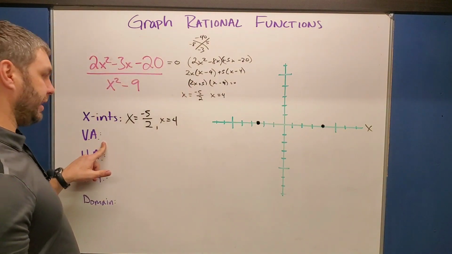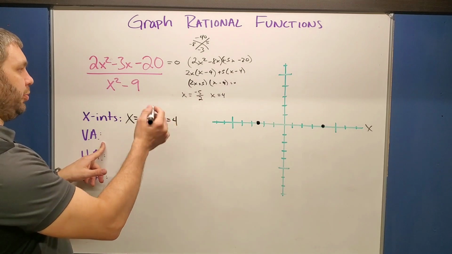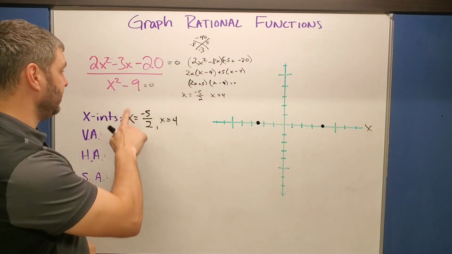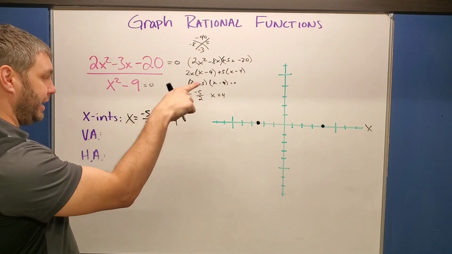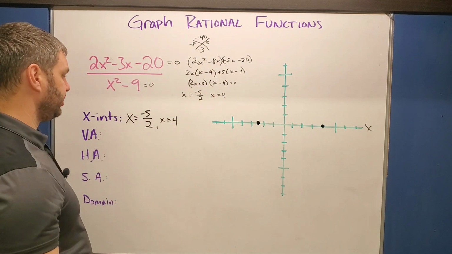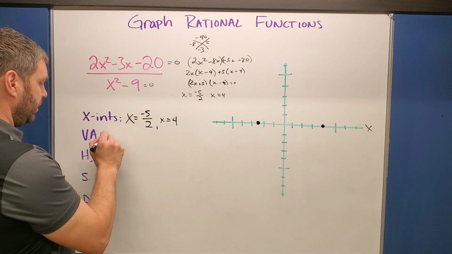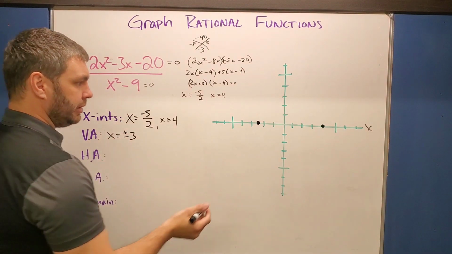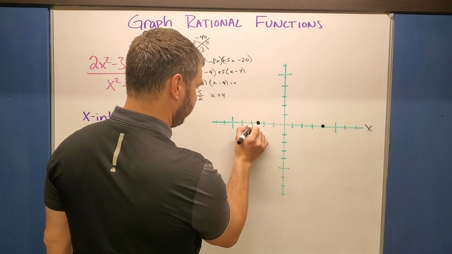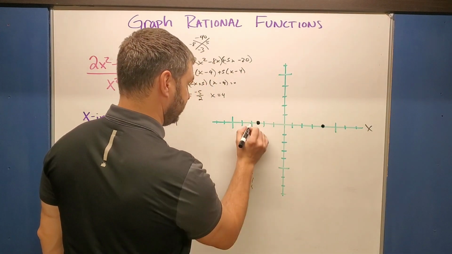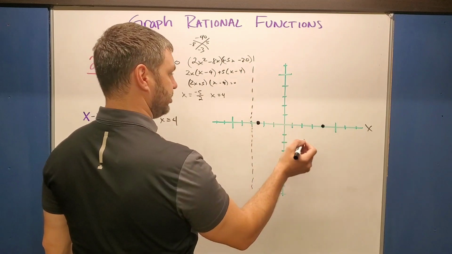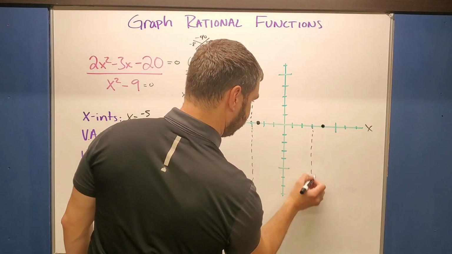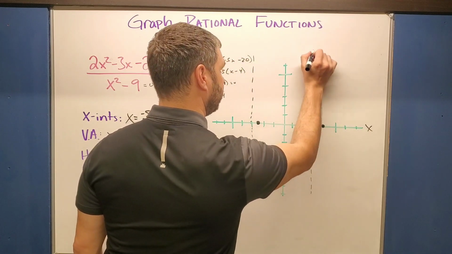The vertical asymptotes are going to be where we have the zeros of our denominator. If you recognize the bottom here, this is a difference of squares. If I were to add 9 over, take the square root of both sides, I would get plus or minus 3. So I get the lines x equals plus or minus 3. At -3, we're going to have a vertical asymptote. This is just a line that goes straight up and down. Same thing at +3 over here.